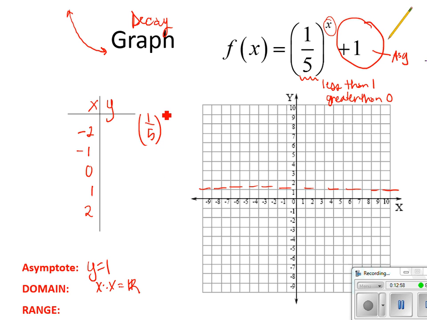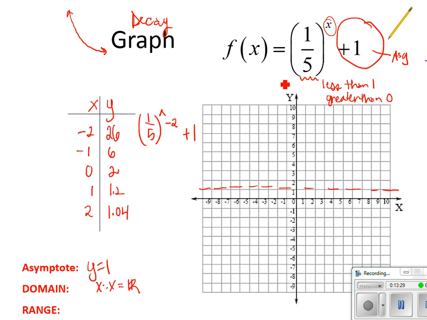1/5 in parentheses to the power of -2 plus 1, and I will get 26. Then -1 gives me 6, 0 gives me 2, 1 gives me 1.2, and 2 gives me 1.4. And as these numbers get higher here, if I put a 3, a 4, a 5, 100 in here, it would never touch 1, but it'd get awfully close. It might be 1.0 with 30 zeros, but it'll never touch 1.